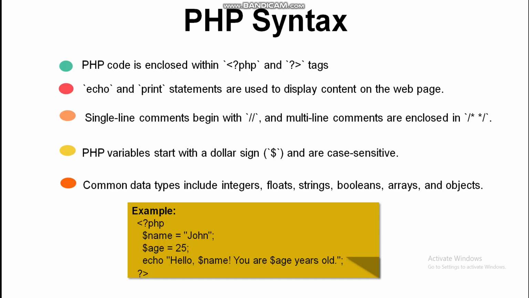Moving on, the PHP syntax. The code is enclosed within these tags. Echo and print statements are used to display the content on the web pages. PHP variables start with the $ sign and are case sensitive, and the common data types include integers, floats, strings, booleans, arrays, like this. These are the basic PHP syntax code.